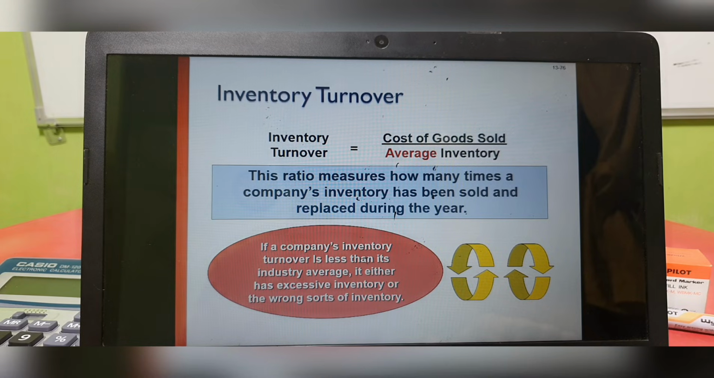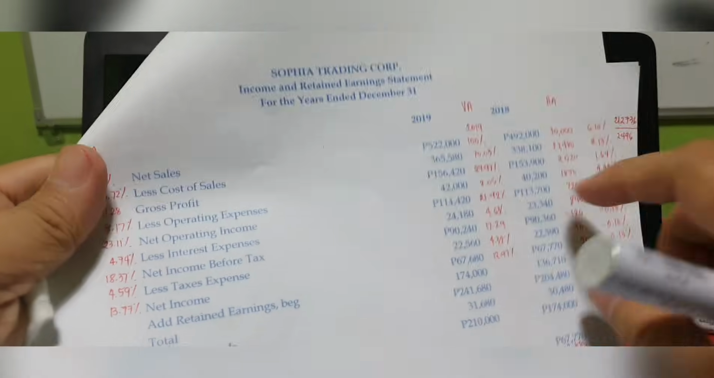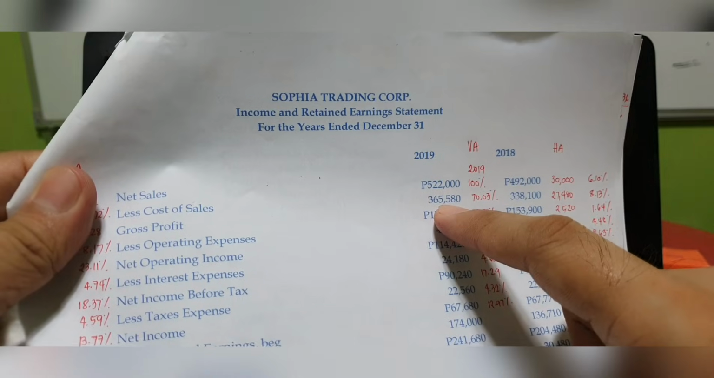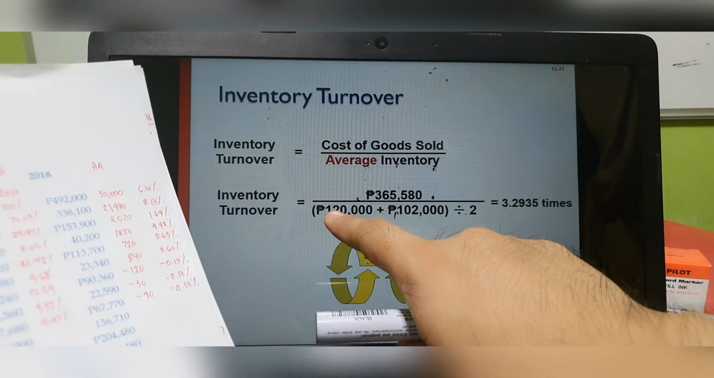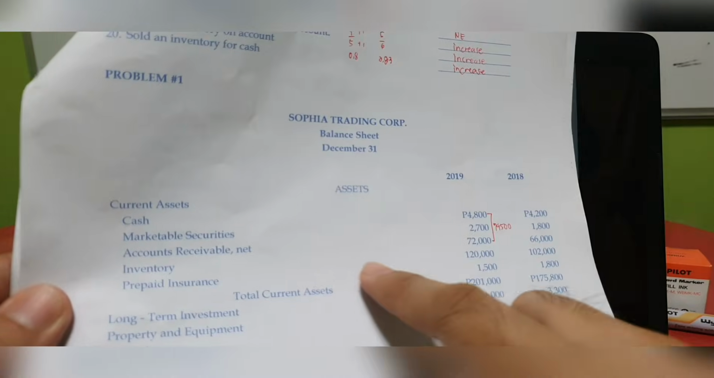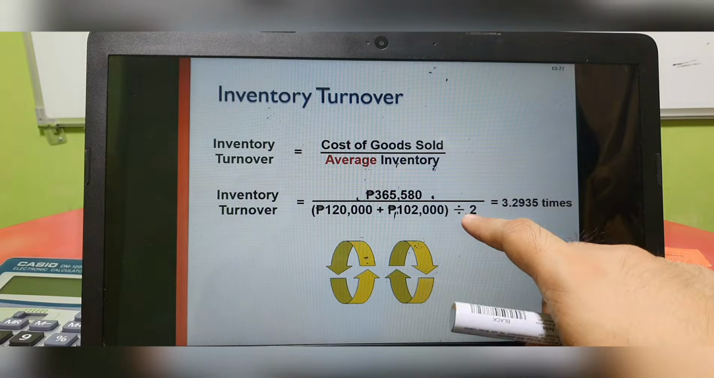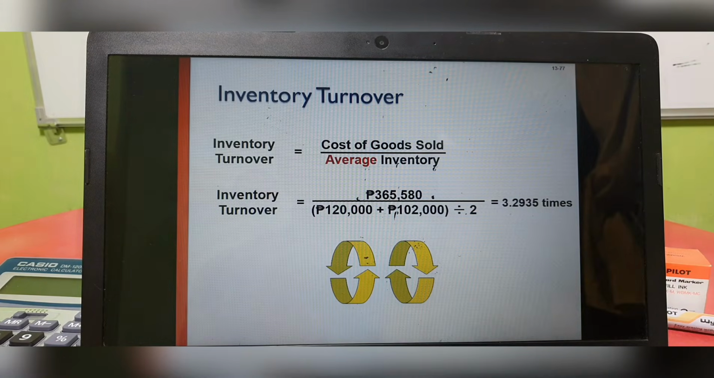Okay, so let's check. So in our example kanina, ang COGS natin ay nasa income statement. So here is our COGS. Cost of sales natin ay 365,580. And then inventory average, that would be your beginning and ending inventory. So here is our inventory for 2019 and 2018. So 120 and 102. Okay? So we have 3.2935 times inventory turnover.